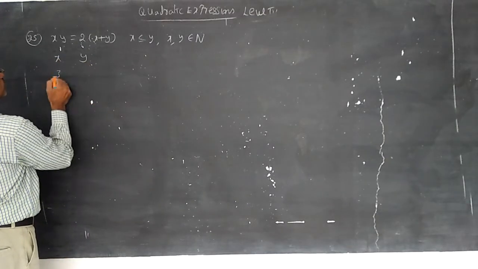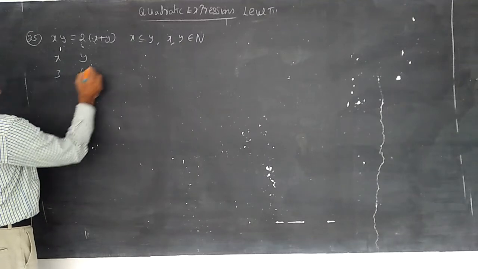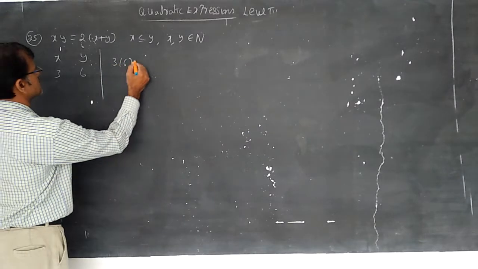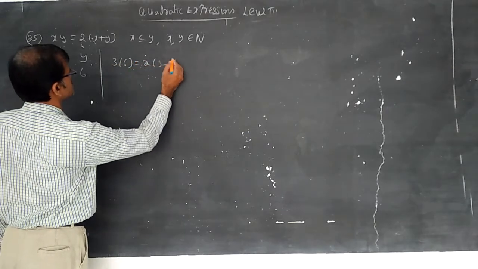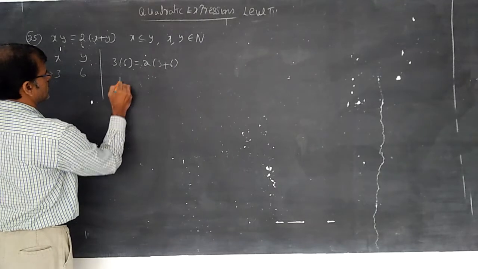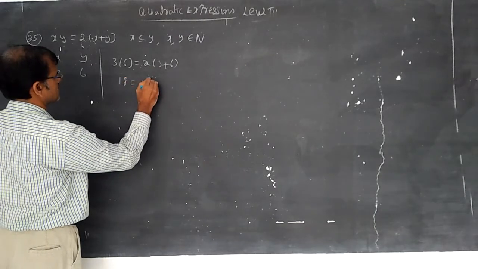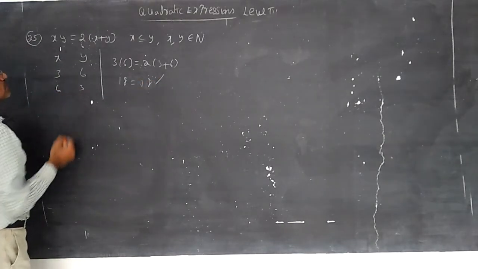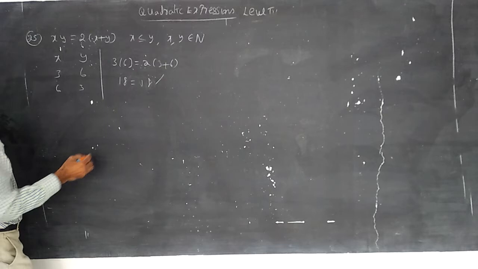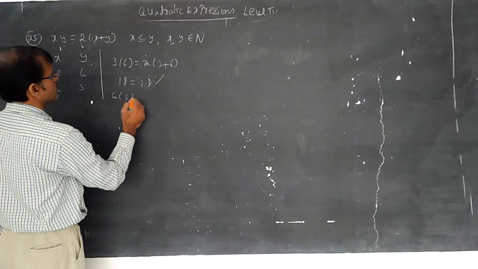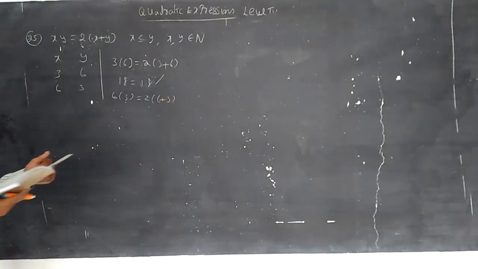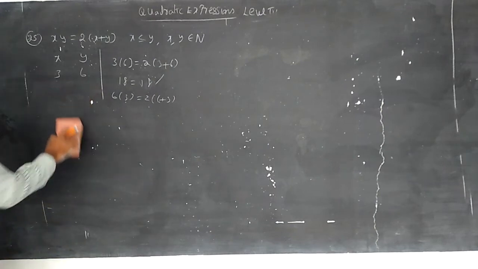x and y are right. Put here 3 and 6. 3 into 6 is equal to 2 into (3 plus 6). Yes, 18 equal to 18. Correct. Next, 6 comma 3 is also okay, but take separate numbers. Of course, as x is less than or equal to y, we should not consider this one.